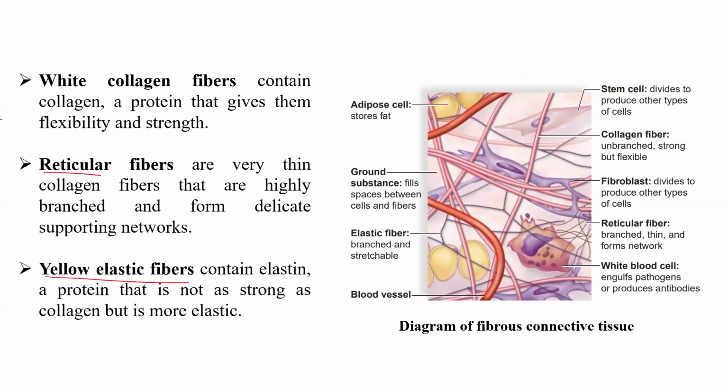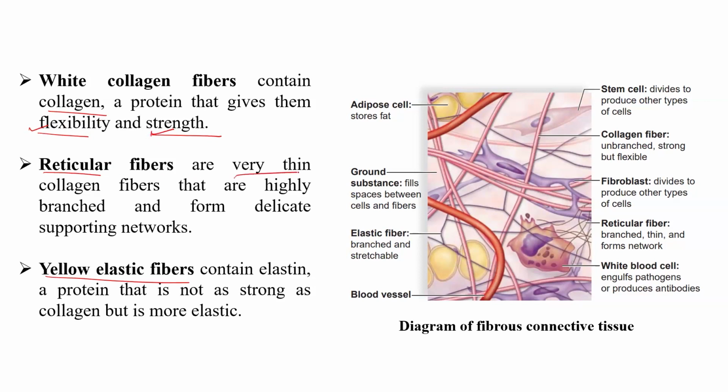White collagen fibers contain collagen. It is a protein that gives flexibility and strength. We know with aging, the collagen decreases and therefore we experience wrinkles. So it is due to the decrement in the concentration or the amount of collagen. So white collagen fibers contain collagen, a protein that provides flexibility and strength to the tissue.